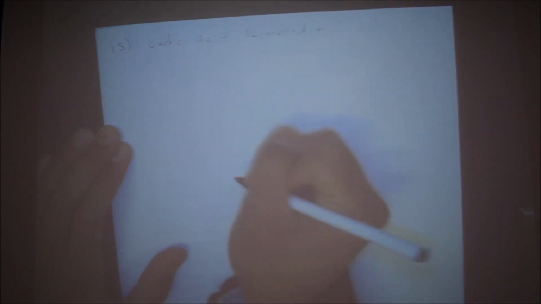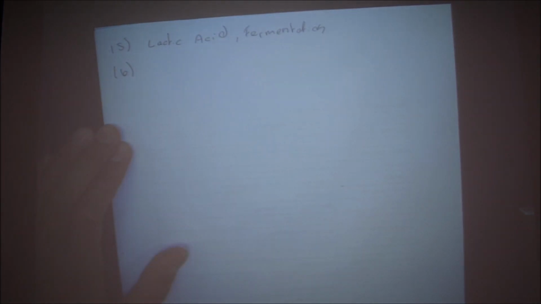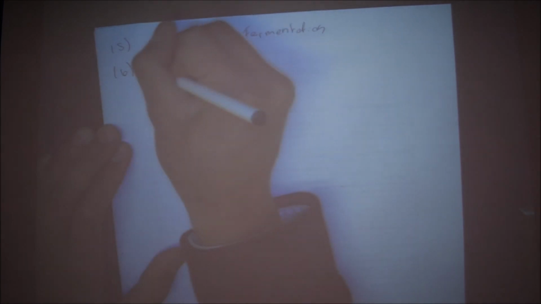Okay, let's keep on going. We're going to move on to 15. While exercising, cramps are a result of the accumulation of lactic acid in this process called fermentation. Cool. All right, 16. Glucose is used in this process. You produce it in photosynthesis. Oh, it's used in cellular respiration. Cellular respiration.